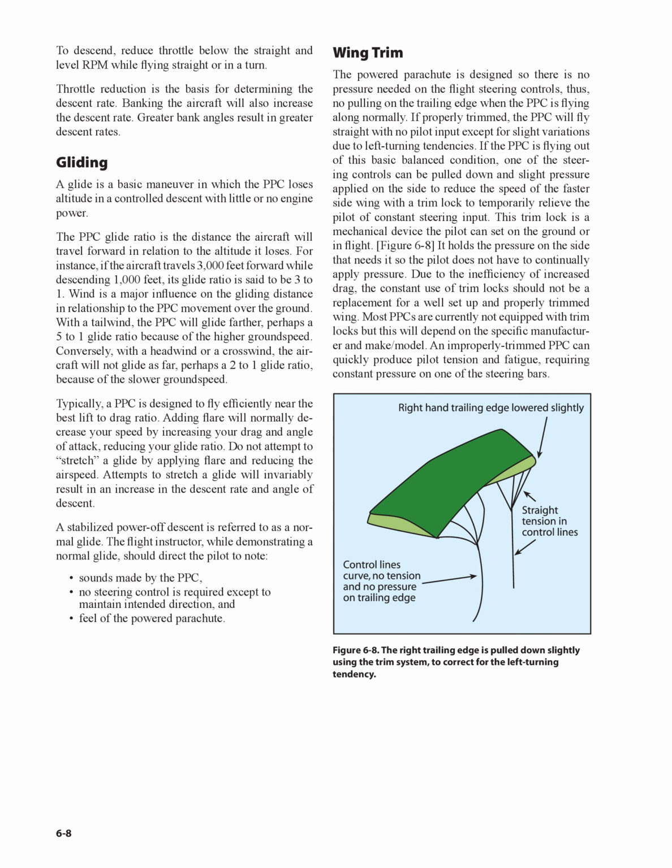Wing trim. The powered parachute is designed so there is no pressure needed on the flight steering controls, thus, no pulling on the trailing edge when the PPC is flying along normally. If properly trimmed, the PPC will fly straight with no pilot input except for slight variations due to left turning tendencies. If the PPC is flying out of this basic balance condition, one of the steering controls can be pulled down and slight pressure applied on the side to reduce the speed of the faster side wing with a trim lock to temporarily relieve the pilot of constant steering input. This trim lock is a mechanical device the pilot can set on the ground or in flight.